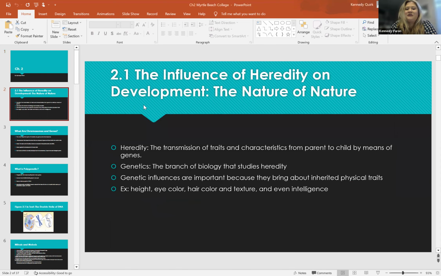So we're going to talk about heredity and development. What is heredity? Heredity is how we transmit our traits and characteristics to our children as parents by means of genes. Genetics is a form of biology that studies heredity. Genetics are the influences that are important to bringing our physical appearances and physical traits to life. Examples of this would be hair color, eye color, height, hair texture, sometimes even how intelligent we are.